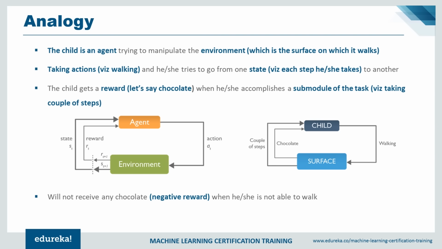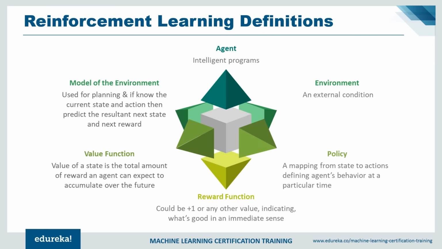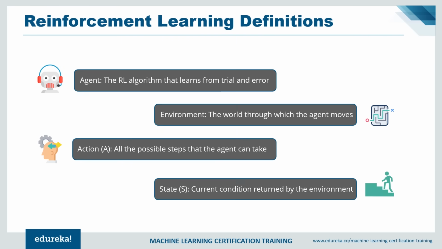We have an agent, which is a baby, a reward, which is candy, and many hurdles in between. The agent is supposed to find the best possible path to reach the reward. So guys, if you have a look at some of the important reinforcement learning definitions, first of all, we have the agent. So the reinforcement learning algorithm that learns from trial and error, that's the agent. Now, if we talk about environment, the world through which the agent moves or the obstacles which the agent has to conquer are the environment.